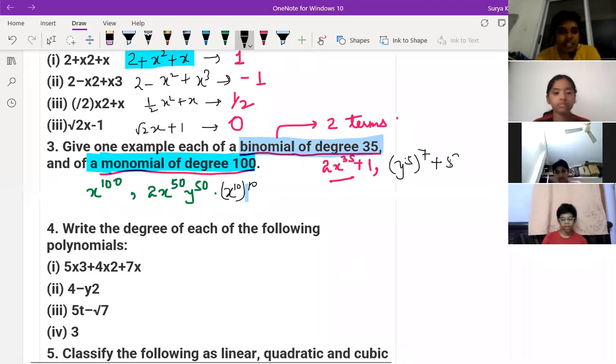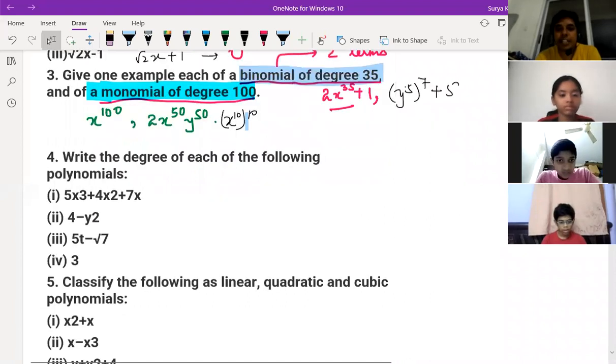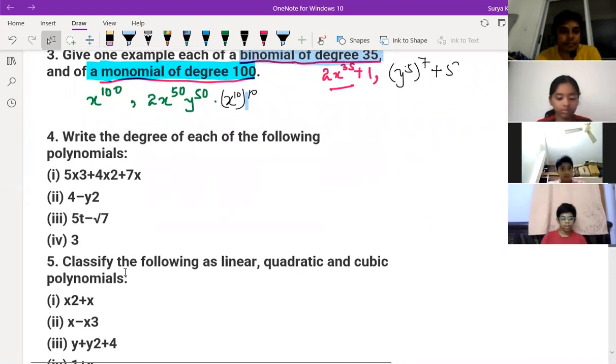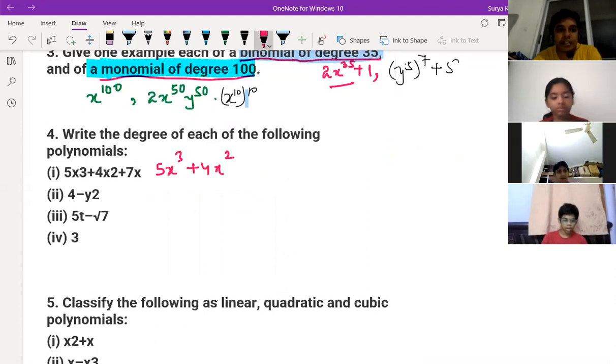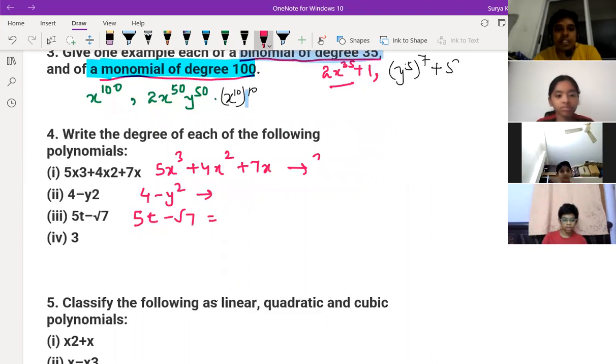Okay, next question is write the degree of the following. What is degree, Satvik? Sir, the highest power. Okay, highest power of the first one, Satvik will tell: 5x square to the power 3 plus 4x square plus 7x. Tell me, degree. 3. 3 is the degree. Okay, very good. Next, Sai Charan. Yeah, sir. 2, sir.